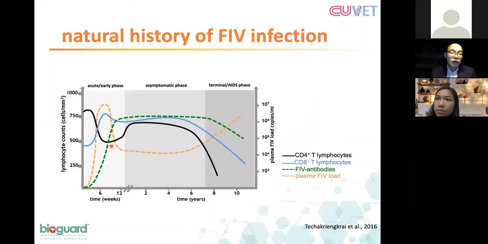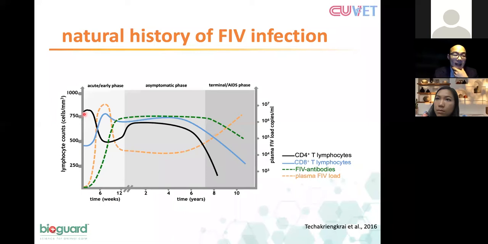So right, this graph shows the classic natural history of FIV infection. On the y-axis on the left-hand side is lymphocyte count. On the y-axis on the right-hand side is plasma FIV load, the number of viruses in the blood circulation. On the x-axis is time. We start with the early phase that we count in weeks and then change to years because of the long asymptomatic phase of FIV, the lentivirus.